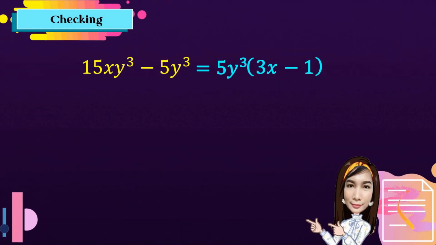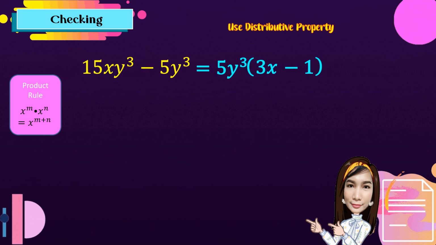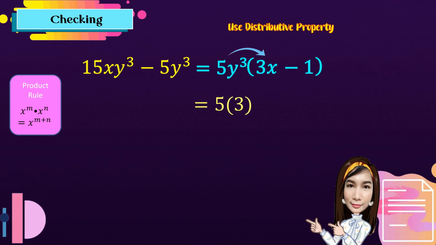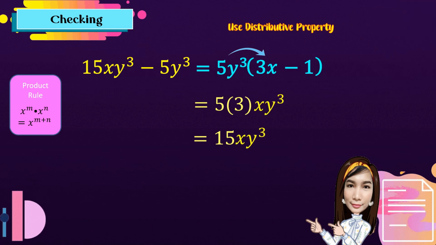Now to check if your answer is correct, we're going to use distributive property. We're going to distribute the common monomial factor 5y cubed to each term of the polynomial. We can apply the product rule. If we have the same base, we copy the base then add the exponent. Now we're going to distribute 5y cubed to the first term. We're going to multiply the coefficient. 5 times 3, we get 15. Then, for the variables x and y cubed, we have no common there. We just copy xy cubed.